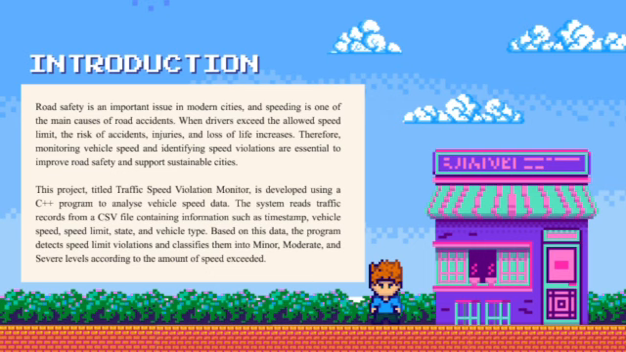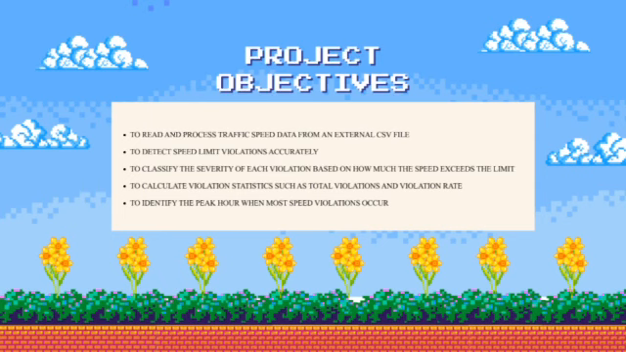This project is developed using a C++ program to analyze vehicle speed data. The program reads traffic records from a CSV file which contains information such as timestamp, vehicle speed, speed limit, state and vehicle type. Based on this data, the system detects whether a vehicle exceeds the speed limit and then classifies the violation into minor, moderate or severe, depending on how much the speed exceeds the limit. This project also supports SDG 11, which is Sustainable Cities and Communities, as it helps authorities understand speeding behavior and improve traffic safety.